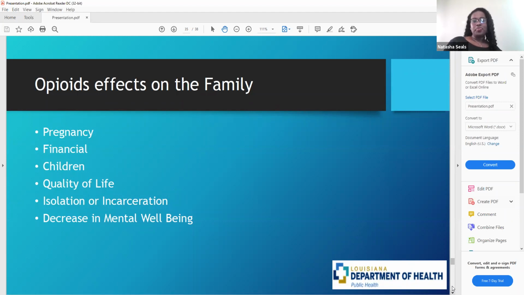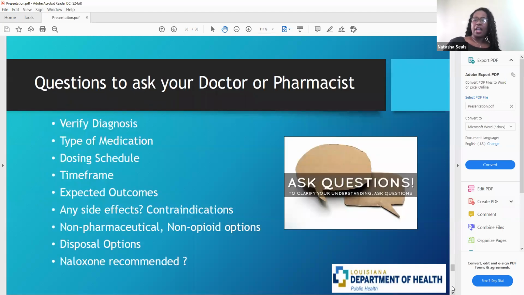Next slide. So questions to ask your doctor or your pharmacist. Verify your diagnosis. What am I here for? What are we treating? What type of medication? Is it an opioid or is it a non-opioid? The dosing schedule. Am I taking it once a day or twice a day? Your time frame. Should it last 3 days or 7 days, or how long? Most important thing, what's the expected expectation?